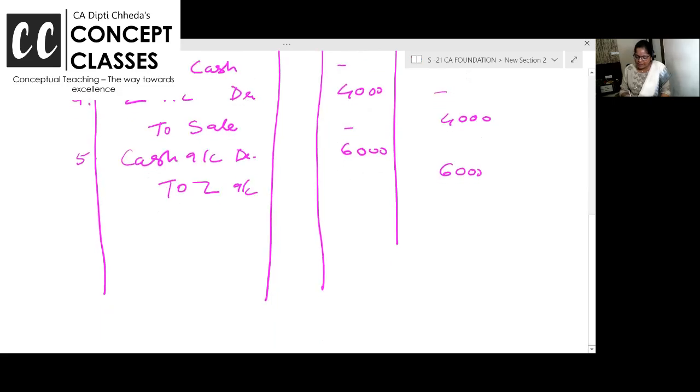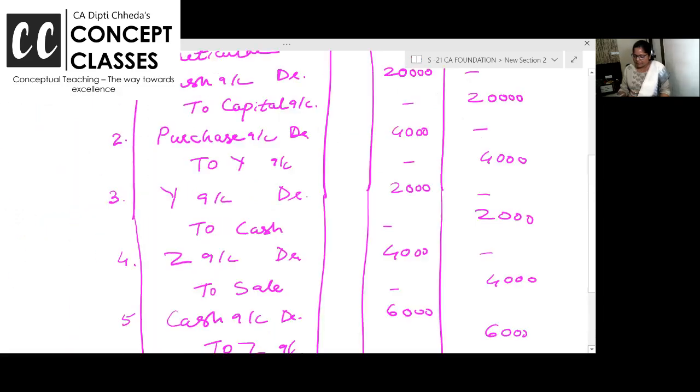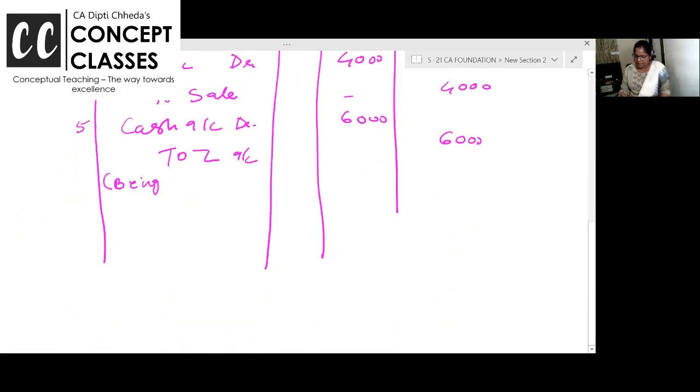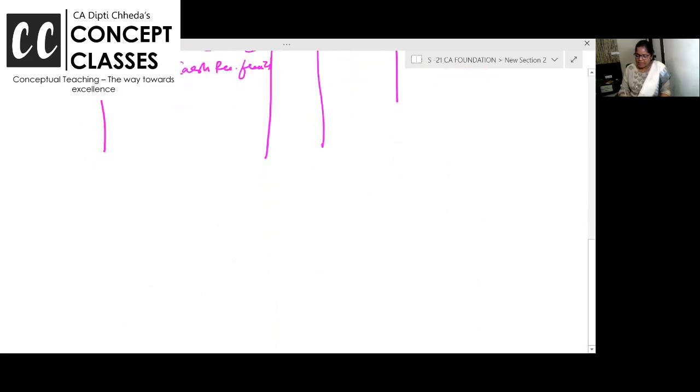I'm not writing the narration, but you have to write it like this. Being cash received from Z.